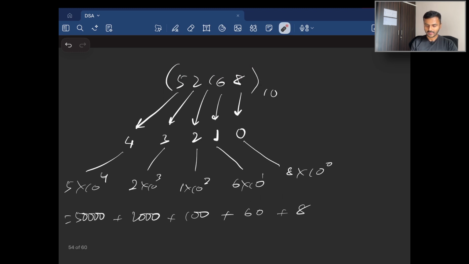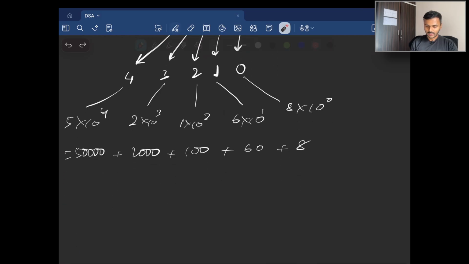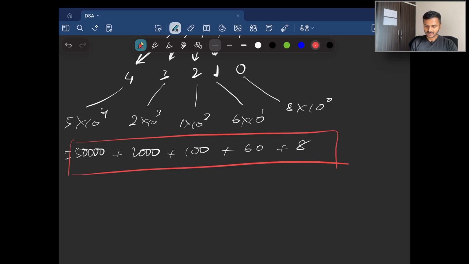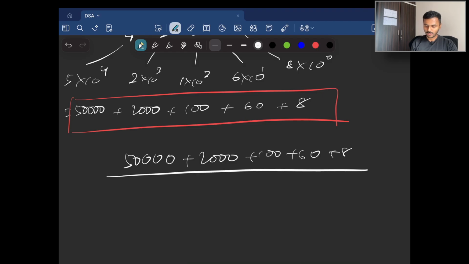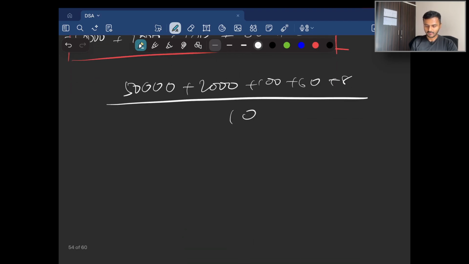Well, you get this number, right? Now take a look at this and tell me if there's something you can do with this such that you only have 8 left. Well, yes. And what we can do is, if we have got 50,000 plus 2,000 plus 100 plus 60 plus 8, and you divide all of this by 10, what are you going to get?